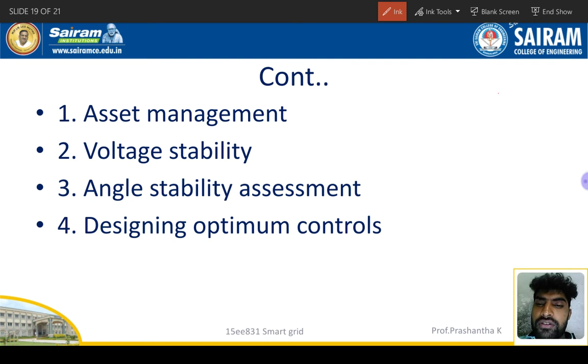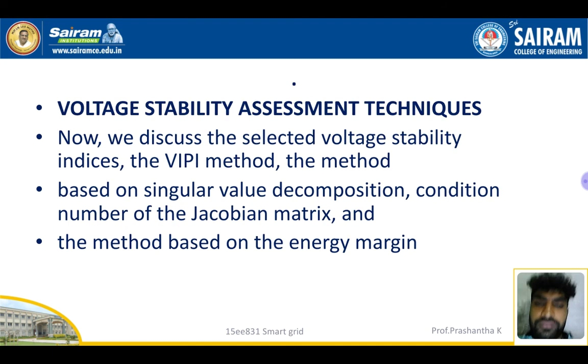Next, we have a continuation: asset management, voltage stability (the ability to keep voltage stable), managing the assets, and angle stability assessment. Angle stability assessment you will find in the generation part. Then designing optimum control: we need to control optimally, with less usage and more output, right? More usage but fewer losses, or reducing the cost of usage but with more efficiency, right?